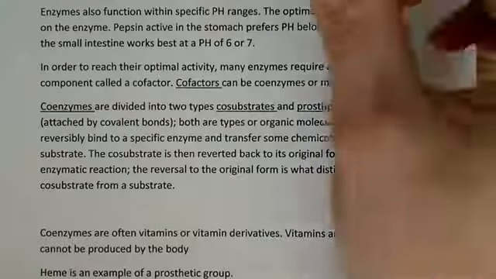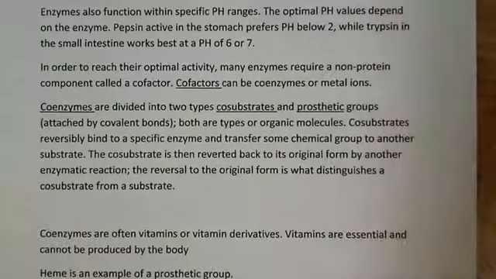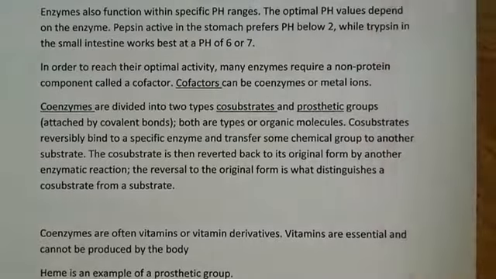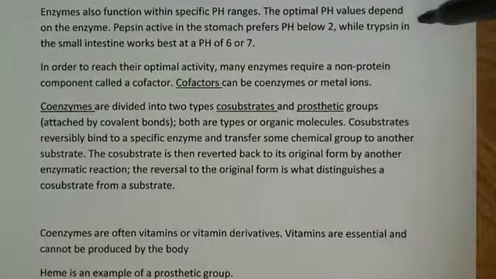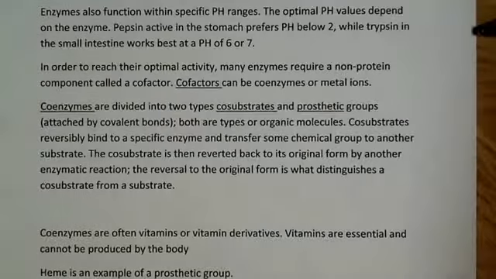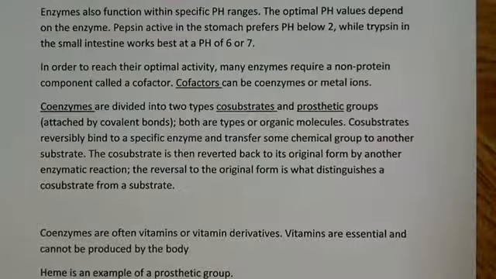Anyway, enzymes also function within specific pH ranges. The optimal pH value depends on the enzyme, so that makes sense because it's going to depend on what type of interactions are going on within the globular protein, what type of an active site we have, and such. And there's two really simple examples that everybody's probably heard of: pepsin, which is active in the stomach, prefers a pH below 2. It makes perfect sense, and the stomach pH is very low. While trypsin in the small intestine works best at a pH of 6 or 7. So you can see here that there's a difference based on where these enzymes are located and what their function is.